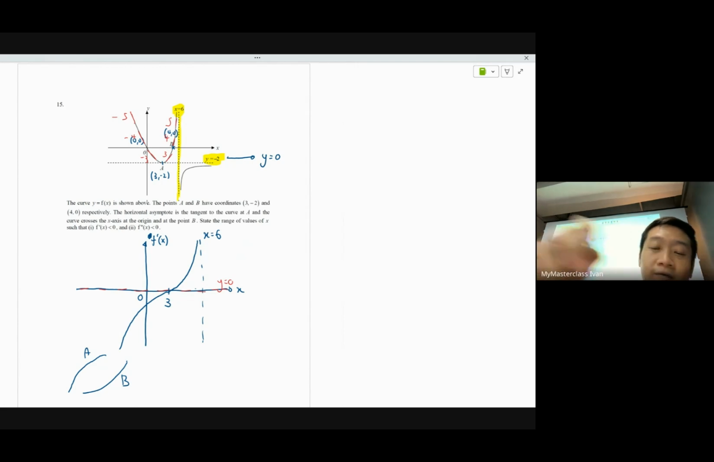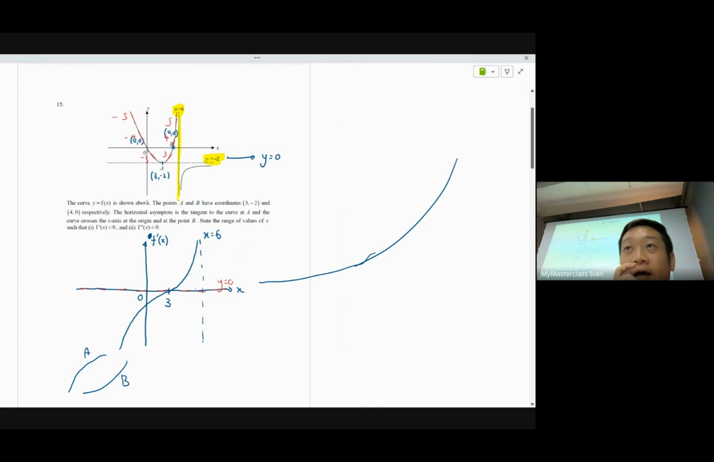It will tend towards something. Right? If you go this way, it will tend towards something. You see? It will tend towards something.